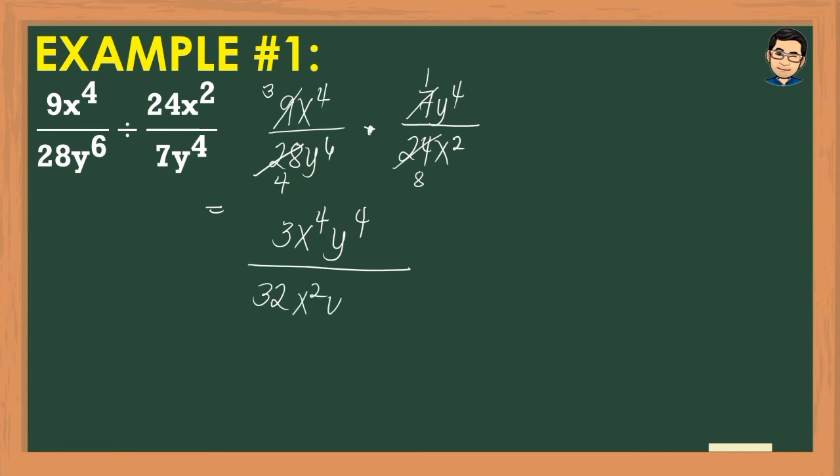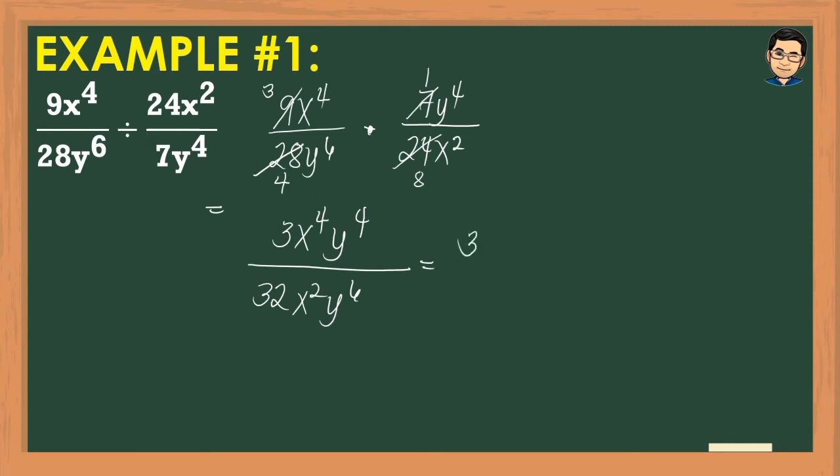X squared, y to the 6th power. Mind you, when writing those variables, they need to be written in alphabetical order. We know which comes first, x or y. Of course, that is the variable x. And then we apply the quotient rule.